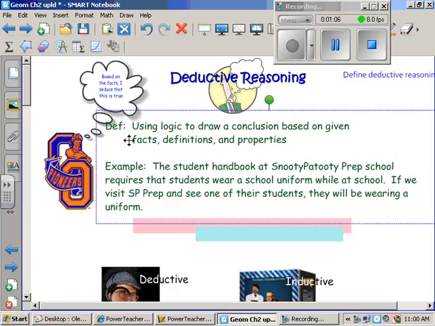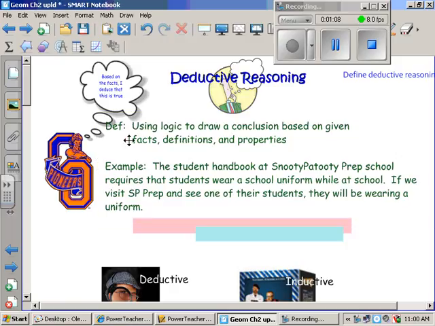So, here's my example. The student handbook at the Snooty Patootie Prep School requires that students wear a school uniform while at school. Okay? Based on that, my conjecture is, if we visit Snooty Patootie Prep and see one of their students, then they will be wearing a uniform. Okay? So my conjecture isn't changed. We still have a hypothesis. We still have a conclusion. Okay?